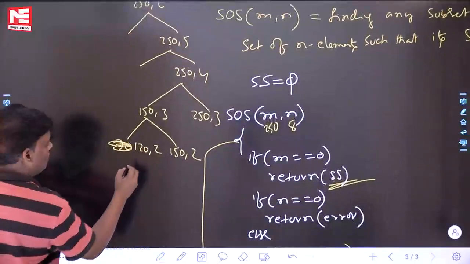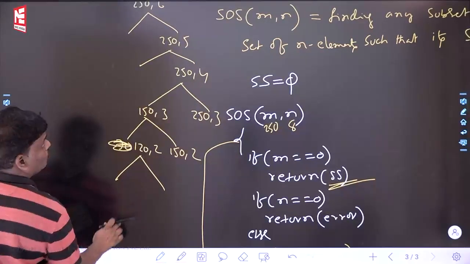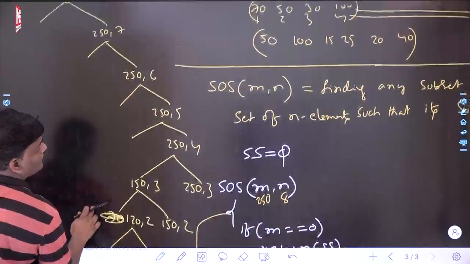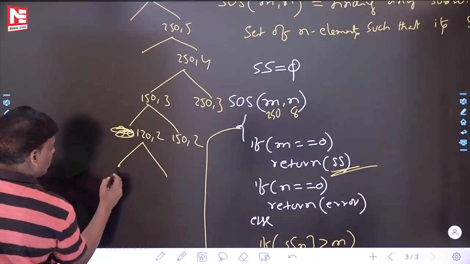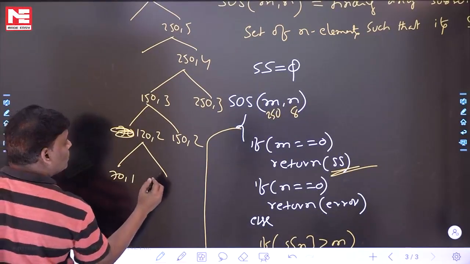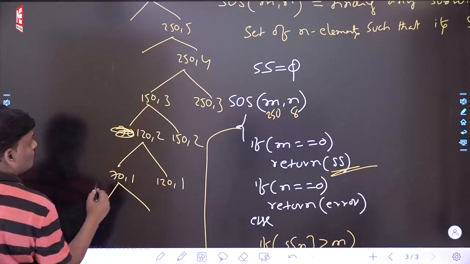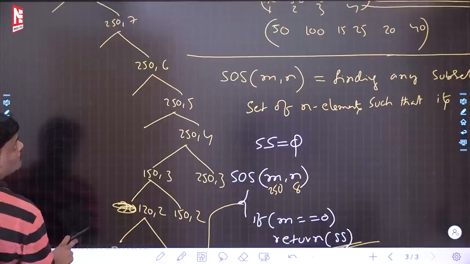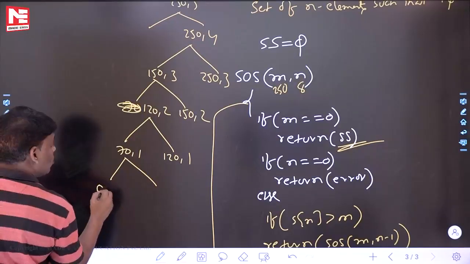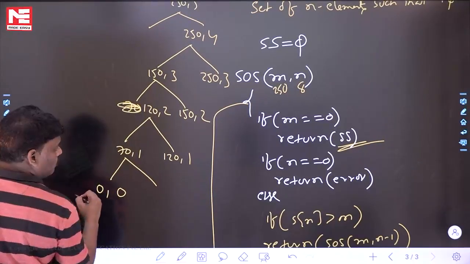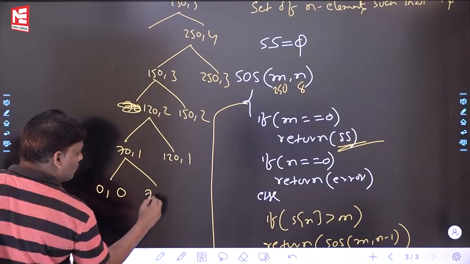Next one, same, second element, you may take, you may not take. What is the second element? Second element, see there, 50. So this will become 70 comma 1 if you take, and if you don't take, 120 comma 1. Next one, same thing here. What is the answer? First element, you may take, you may not take, 70. So what is the answer? 0 comma 0, and one more, 70 comma 0.